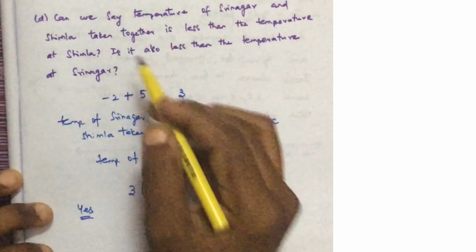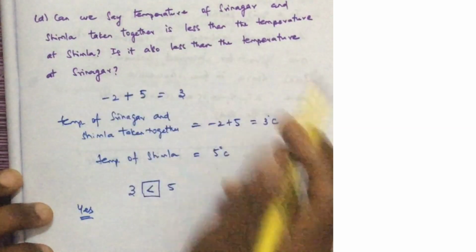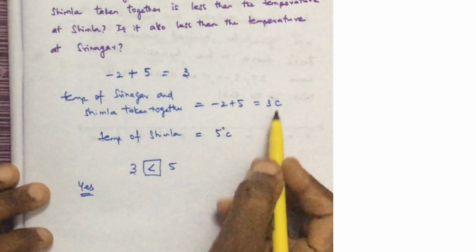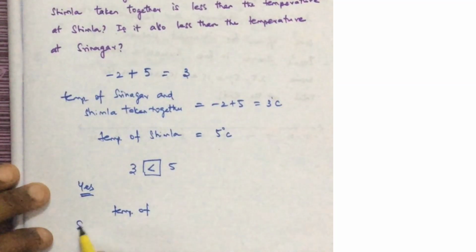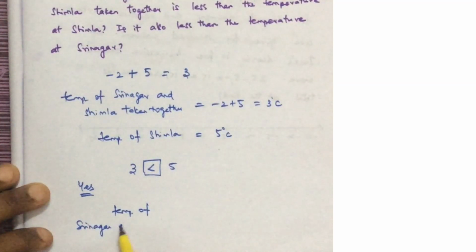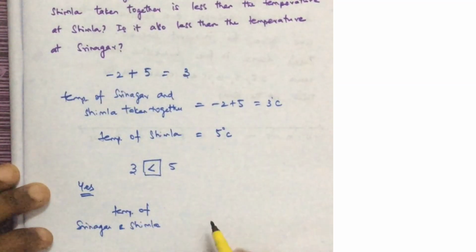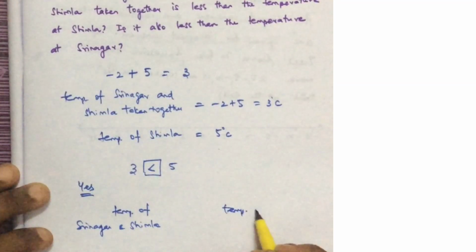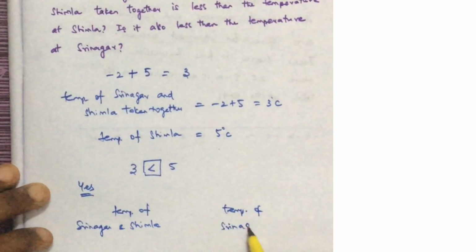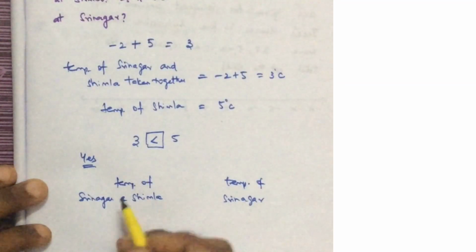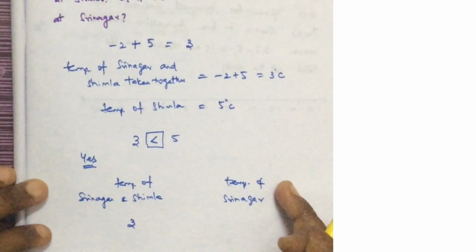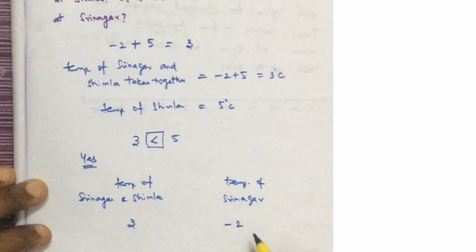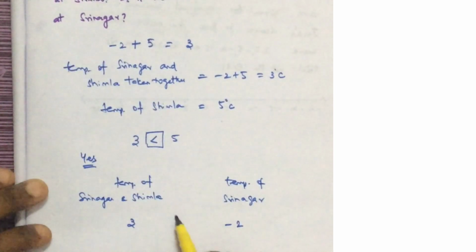What is the second case? Is it also less than the temperature of Srinagar? Now we have to compare this 3, the temperature of Srinagar and Shimla, with the temperature of Srinagar. Okay, the temperature of Srinagar and Shimla taken together is 3 degrees. The temperature of Srinagar is minus 2. Okay, the temperature of Srinagar is minus 2. Now here, which is greater?